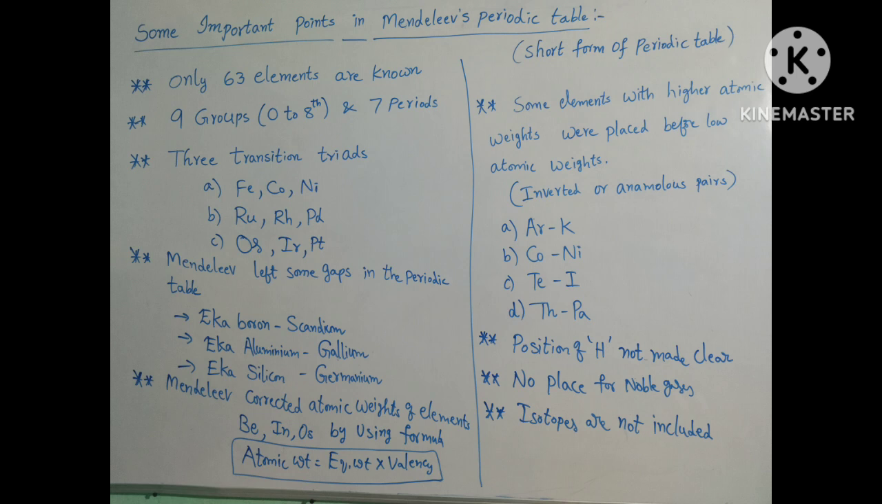Next one, the position of hydrogen was not clear at the time of the periodic table. Very important, there was no place for noble gases. Isotopes are not included.